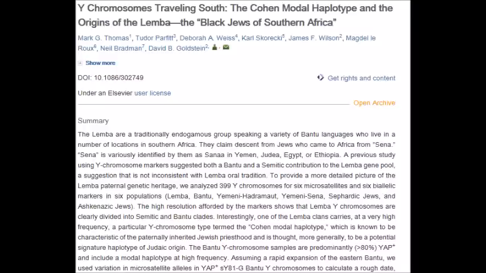Well, first of all, that's like a misnomer. Egypt and Ethiopia should have nothing to do with Judea. So I don't know how they got that combination. But anyway, a previous study using Y chromosome markers suggested both a Bantu and a Semitic contribution to the Lemba gene pool. Now, let me speak to that. That Bantu contribution to the Lemba gene pool, that's the E1b1a. That's the actual real haplotype of the Hebrew Israelites. That's the Bantu contribution to the Lemba.